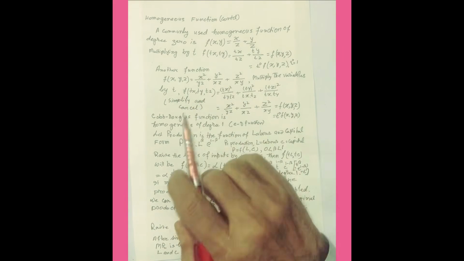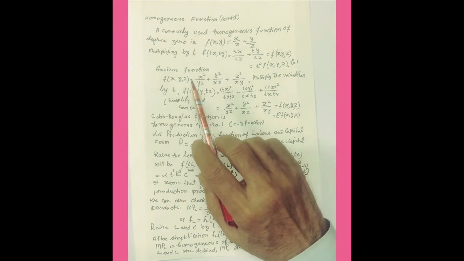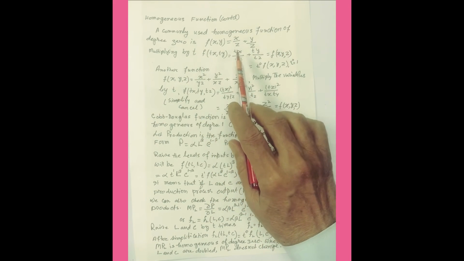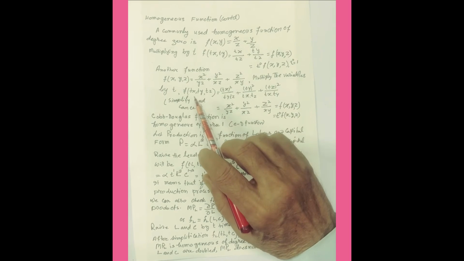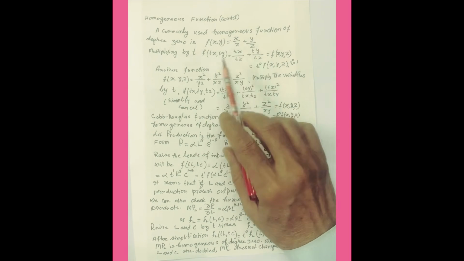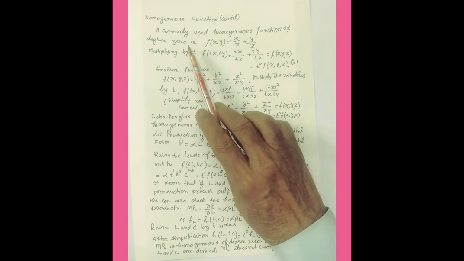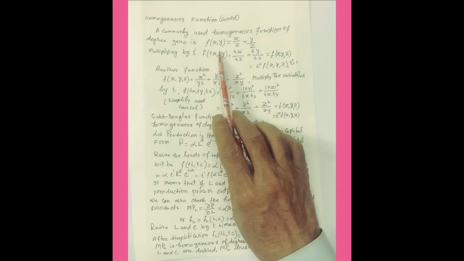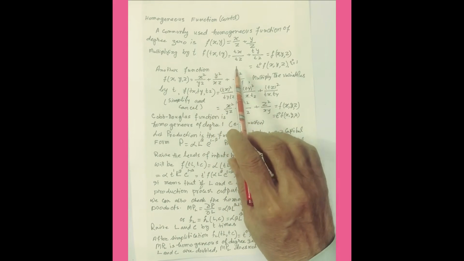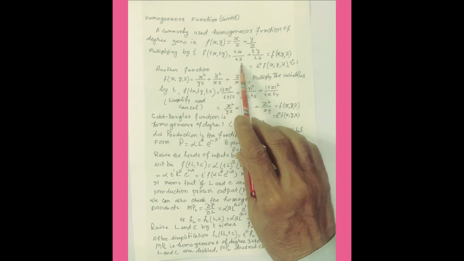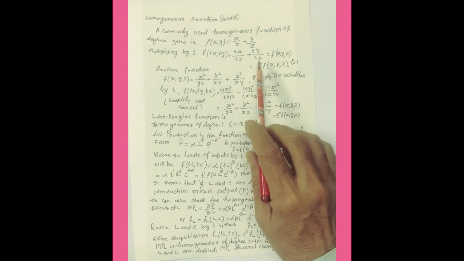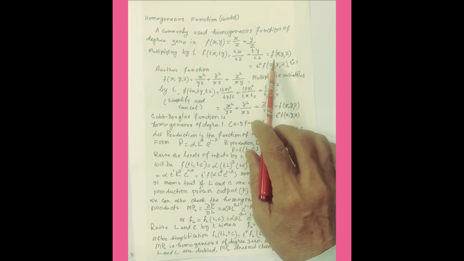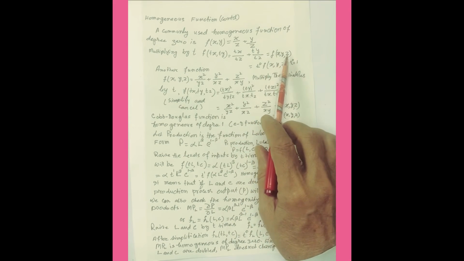So let us continue. A commonly used homogeneous function of degree 0 is x by z plus y by z. It is the most commonly used homogeneous function of degree 0. Now if we multiply the variables by t, we get tx by tz plus ty by tz, which is the function of x, y, z.